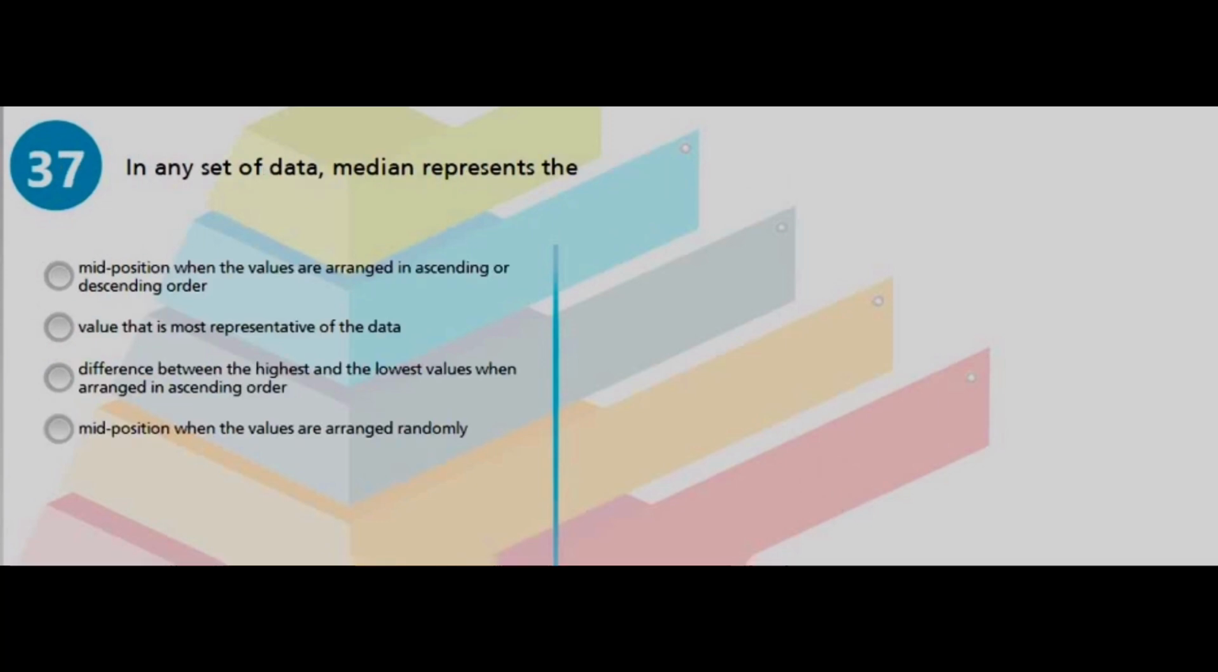Question 37. In any set of data, median represents the A. Mid position when the values are arranged in ascending or descending order. B. Value that is most representative of the data. C. Difference between the highest and the lowest values when arranged in ascending order. D. Mid position when the values are arranged randomly. The right answer is mid position when the values are arranged in ascending or descending order. So that's A.